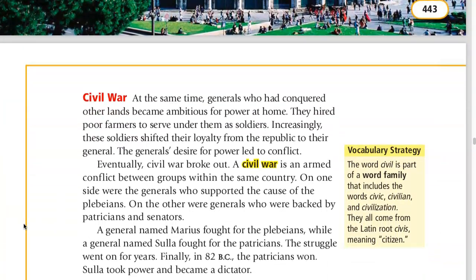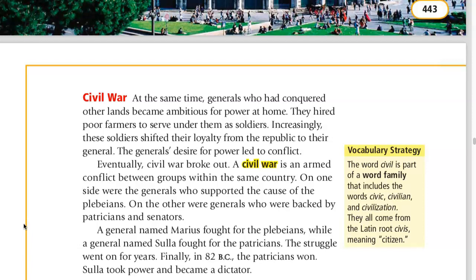Civil War. At the same time, generals who had conquered other lands became ambitious for power at home. They hired poor farmers to serve under them as soldiers. Increasingly, these soldiers shifted their loyalty from the Republic to their general. The general's desire for power led to conflict. Eventually, civil war broke out. A civil war is an armed conflict between groups within the same country.